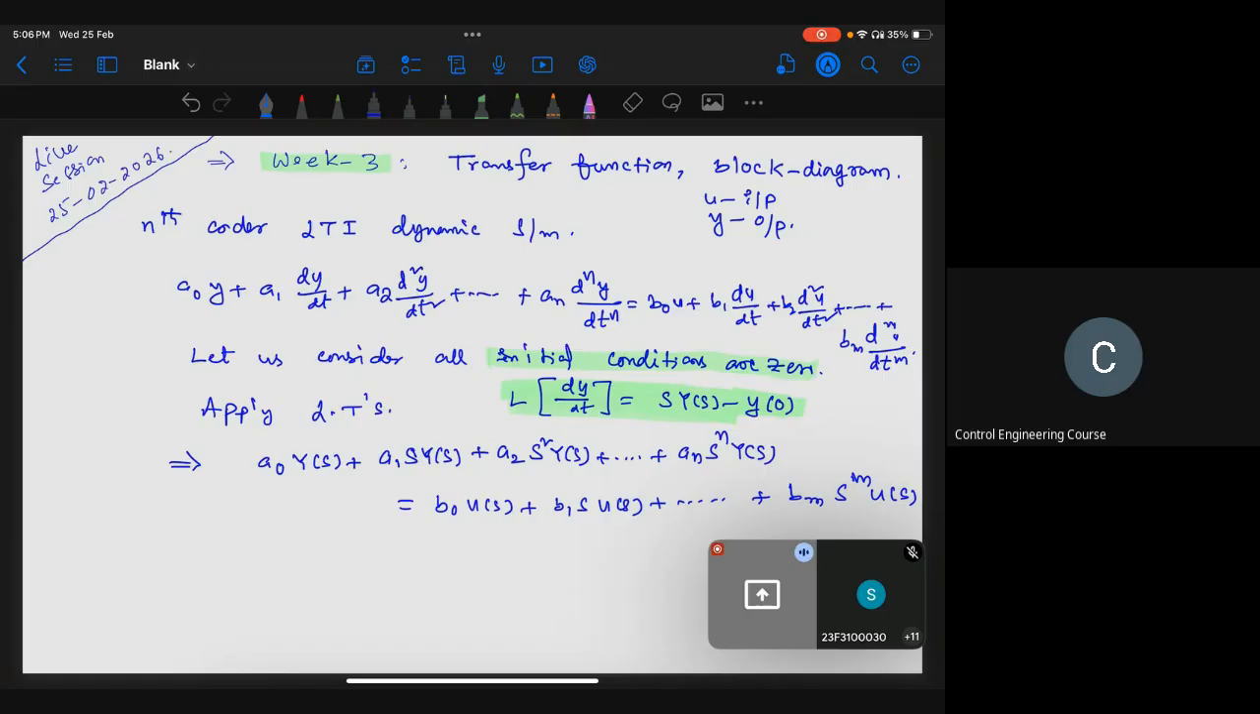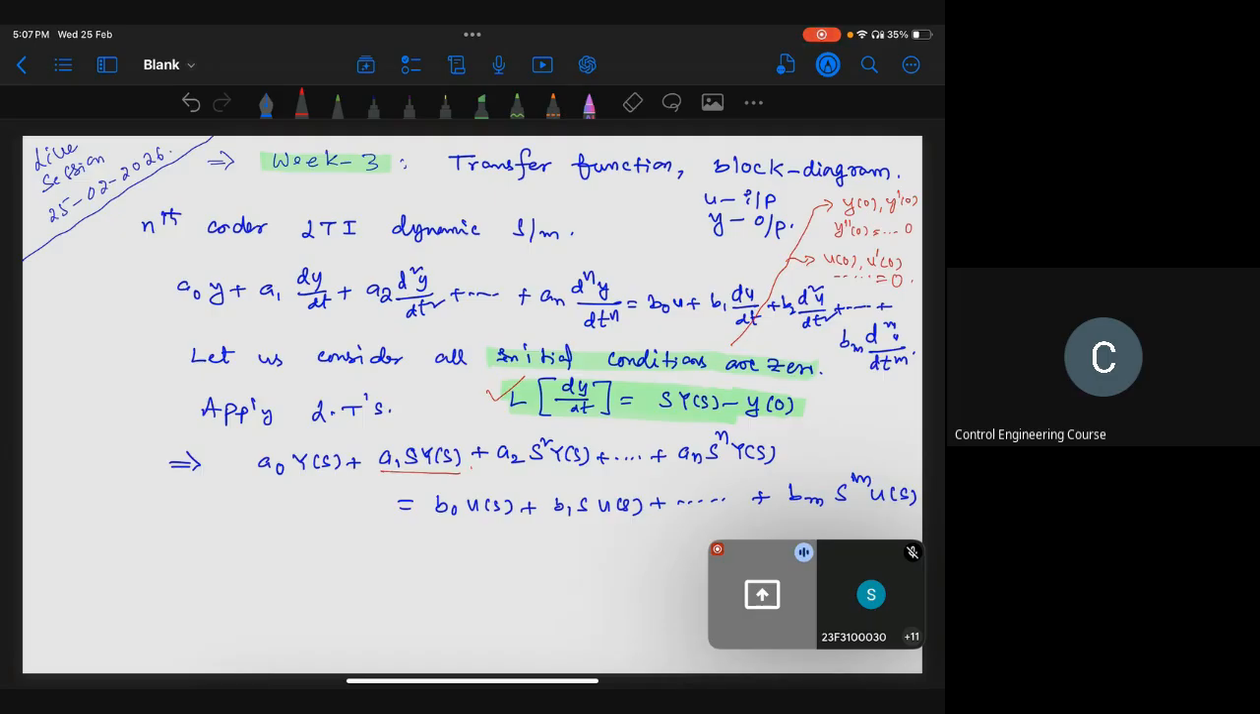Initial conditions zero means y(0), y'(0), y''(0), etc. are all zeros. Similarly u(0), u'(0), etc. are also all zeros. That's the meaning of initial conditions being zero. In this case, the Laplace transform of dy/dt is s Y(s), which is why I've written it here. Similarly, you can apply the same way for all the other powers.